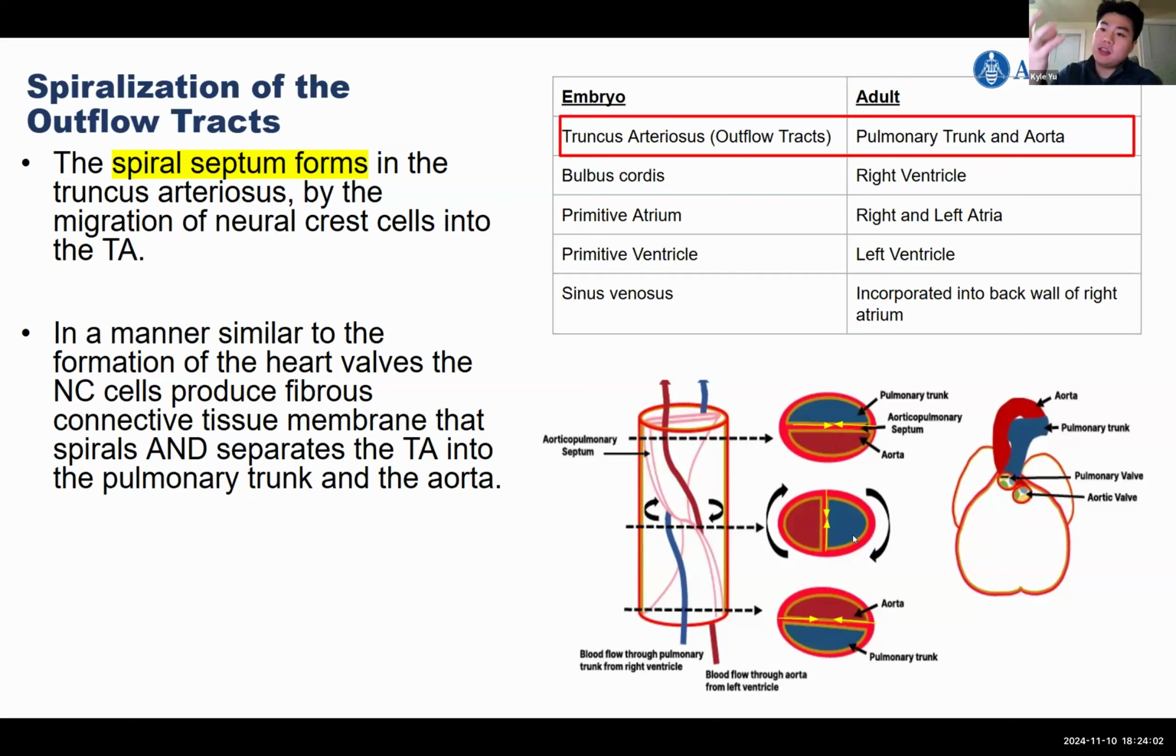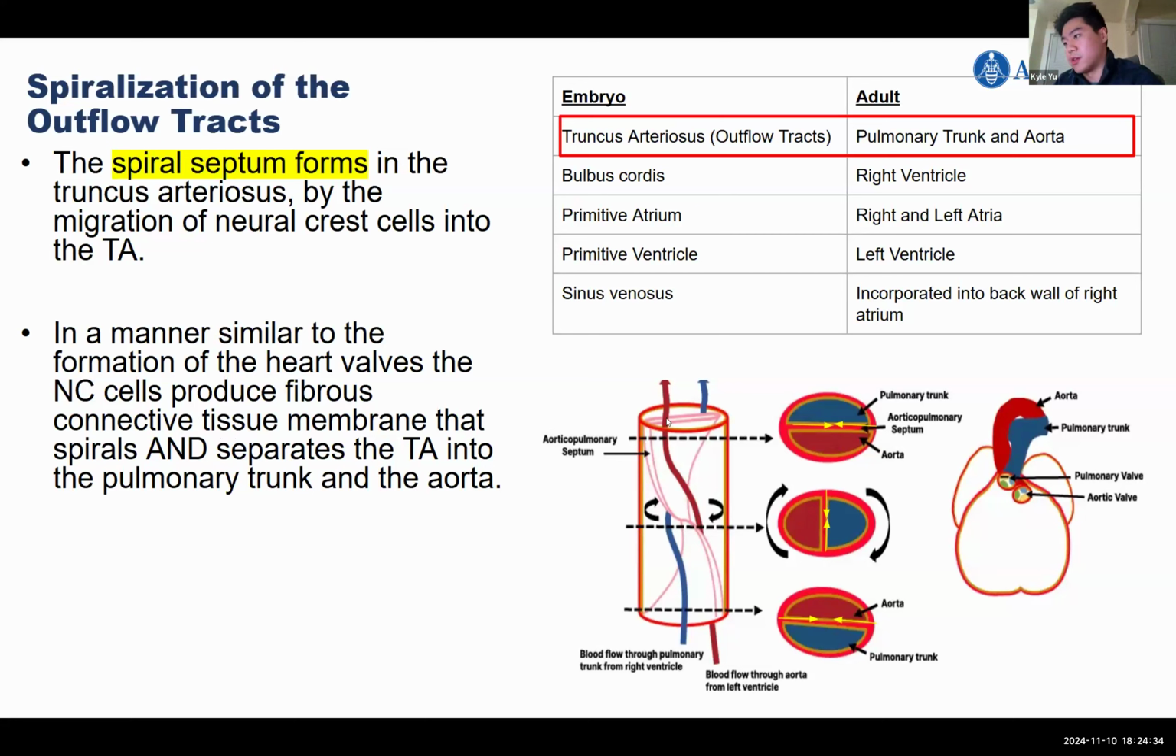This is demonstrated in this diagram right here. Eventually these will go all the way down, and they'll meet up with the membranous portion of the interventricular septum that again comes from the endocardial cushions. And that forms the entirety of the membranous portion of your interventricular septum, which is why there are a lot of moving parts in the membranous portion of the interventricular septum. And then in a manner similar to the formation of heart valves, the neural crest cells produce fibrous connective tissue membranes and spiral into the truncus arteriosus.